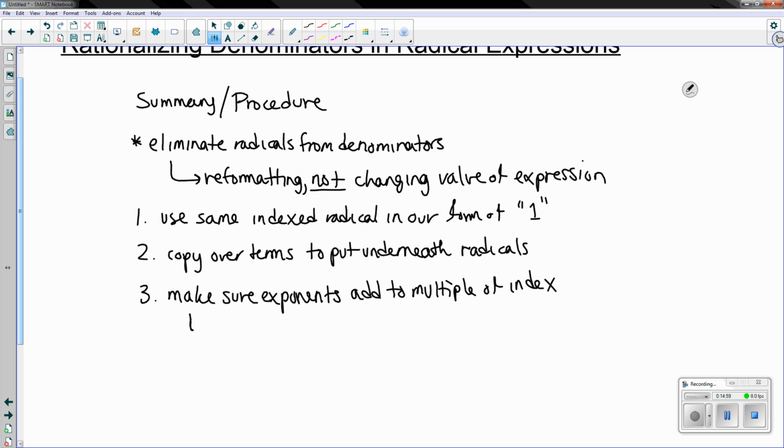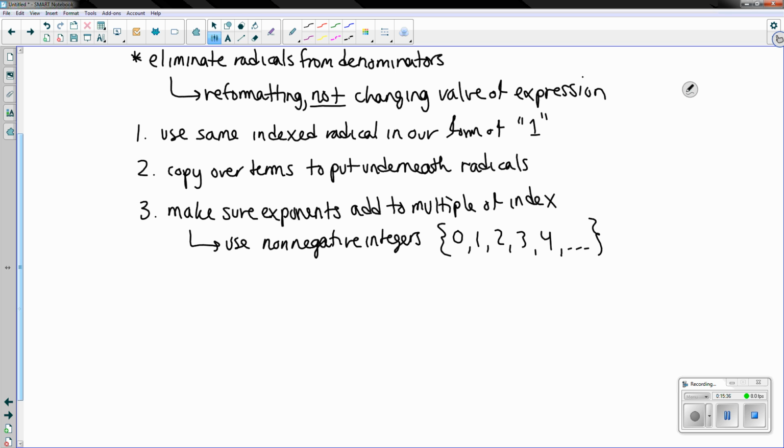Now, when you're manipulating the exponents, you want to use non-negative integers. Or sorry, I should say non-negative, not non-zero. So what are the non-negative integers? We're talking about 0, 1, 2, 3, 4, and so on. Okay? So those are the values for the exponents you want to employ. And then again, we are multiplying by a form of 1. So whatever you do to the bottom, make sure you're doing to the top.